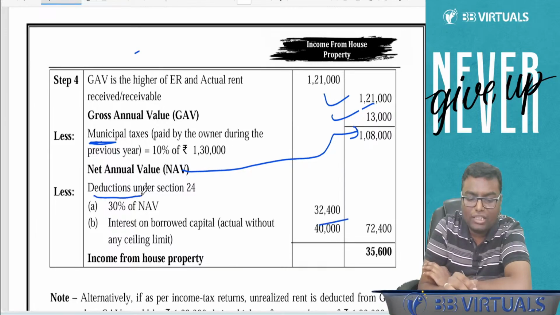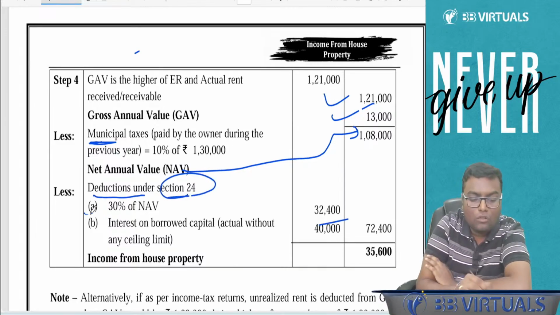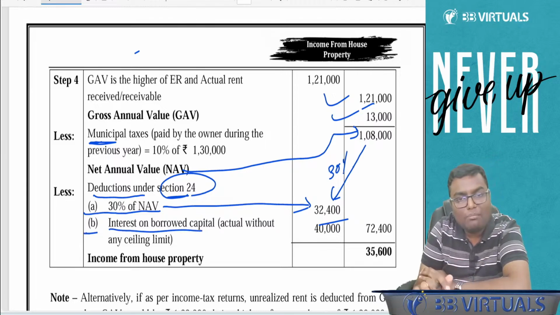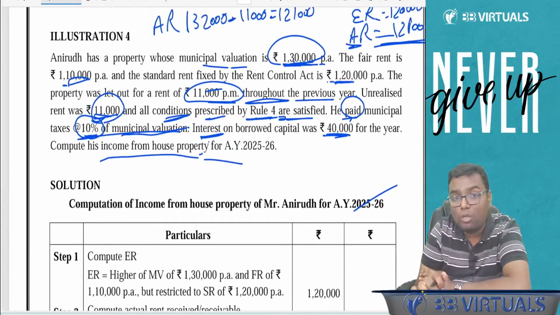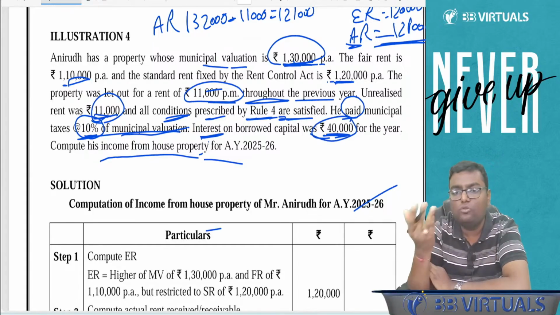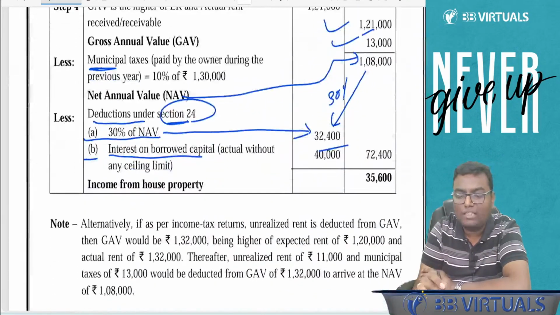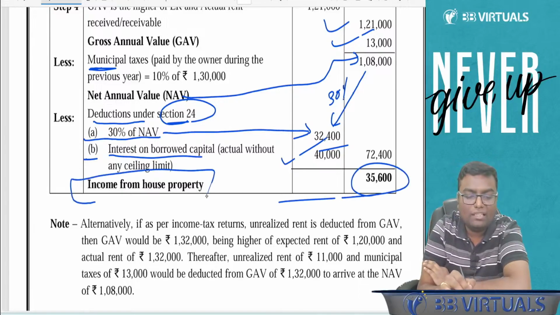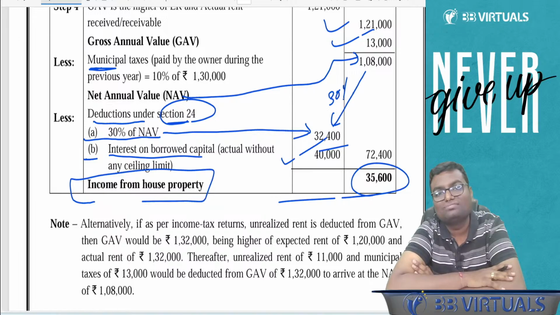From that, deduction under section 24. Clause A, 30% of NAV, 32,400, that is 1,08,000 into 30%. Clause B, interest on borrowed capital. Can I say in case of let out property, there is no limit. Whatever is the interest, you can deduct fully. So 40,000 will be deducted fully. Balance will be 35,600. That will be income from house property.